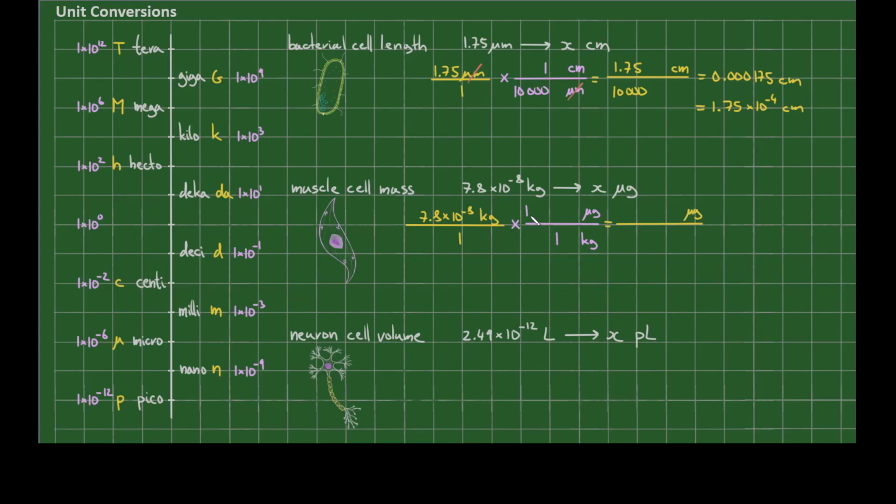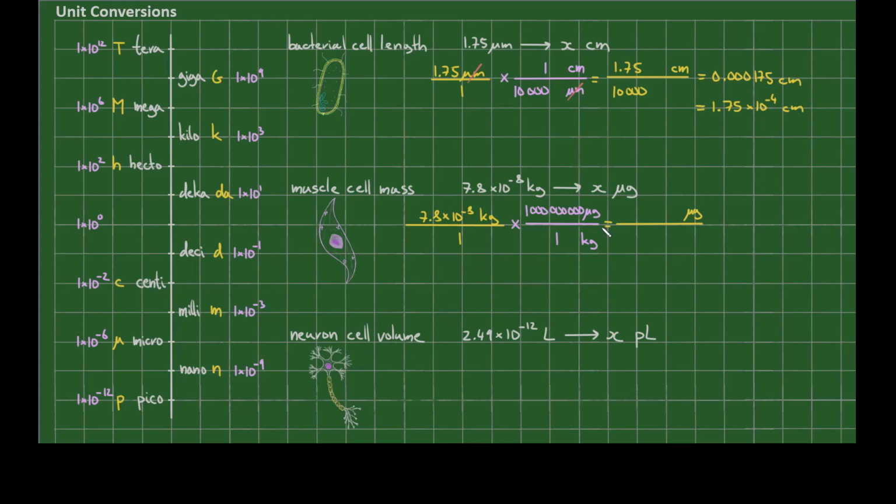To figure that out, I'm going to look at the difference between the exponents of the scientific notation. Kilo is 1 times 10 to the power of 3. I'm interested in the 3. Micro is 1 times 10 to the power of negative 6. I'm interested in the negative 6. The difference between negative 6 and 3 is 9. Therefore, I will have 9 zeros.